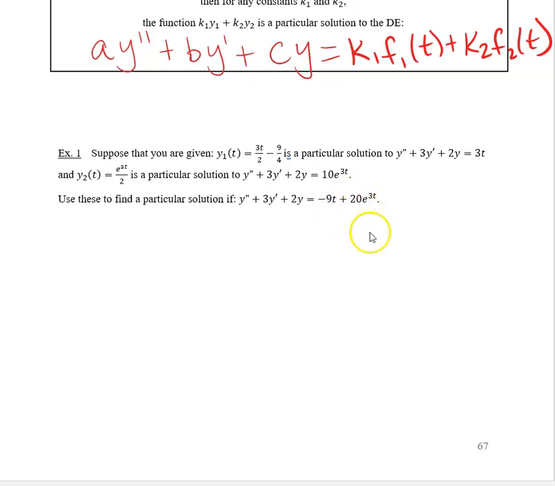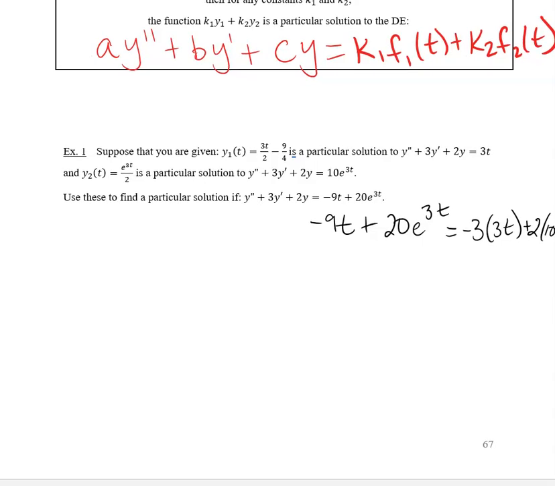So what you want to observe here is that this expression on the right side of the differential equation they want us to work with is basically a linear combination of these two functions that we started with, the 3t and the 10e to the 3t. So specifically, let's write that out. This expression right here, negative 9t plus 20e to the 3t, is equal to negative 3 times 3t plus 2 times 10e to the 3t.